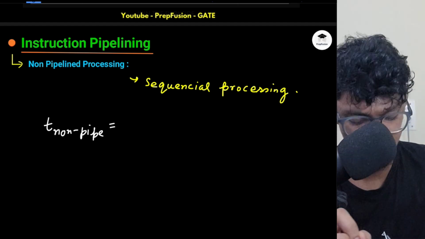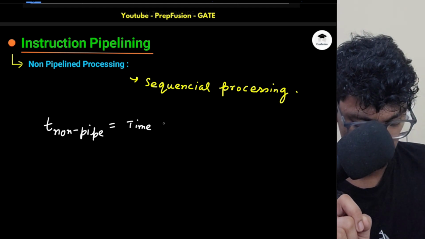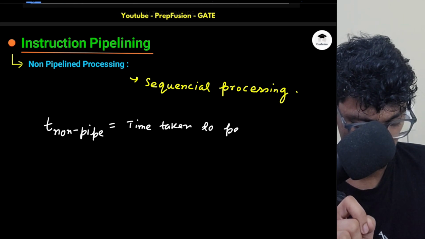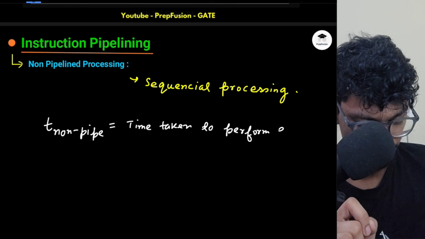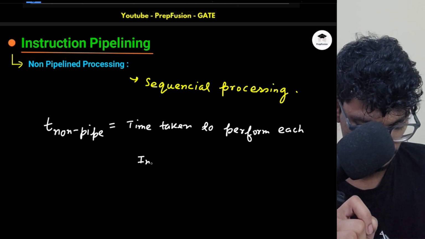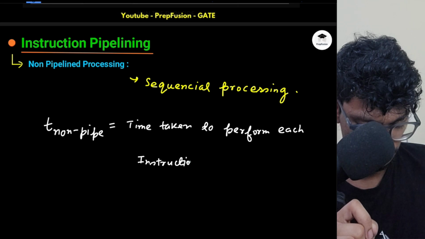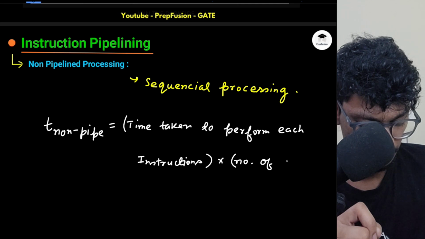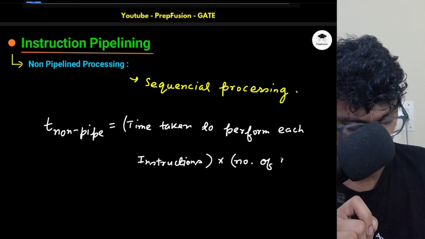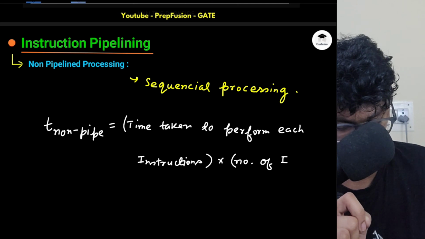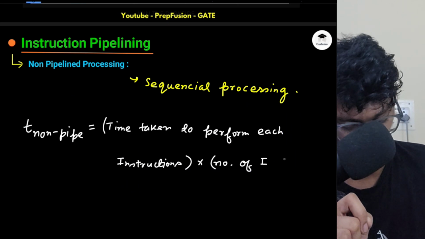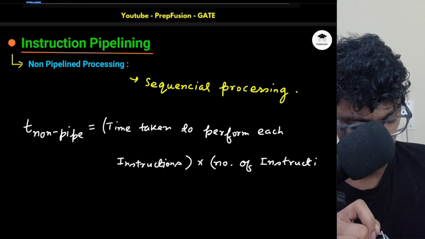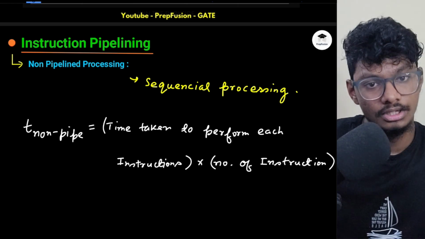It will be equal to what? It will be simply the time taken to perform each instruction multiplied by the number of instructions. Okay, so everything is individual.